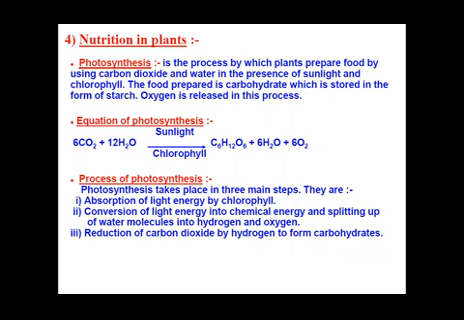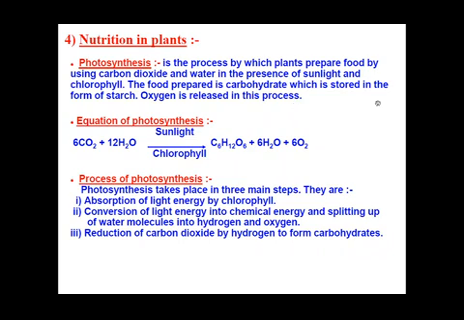So what happens in photosynthesis? In this process, plants prepare their own food. And how do they prepare their food? They use up carbon dioxide and water, and the whole process takes place in the presence of sunlight and chlorophyll. The food which is prepared is carbohydrate, glucose, starch, you can say, which is stored in the form of starch in the plants, and oxygen is released in this entire process.